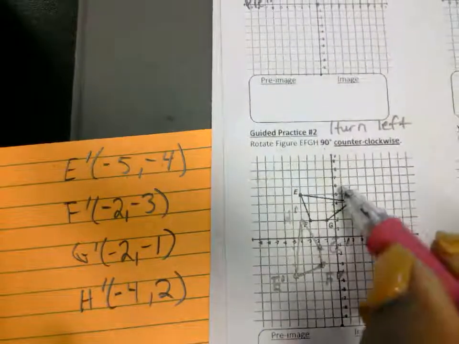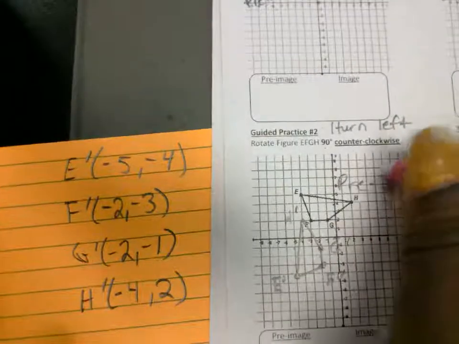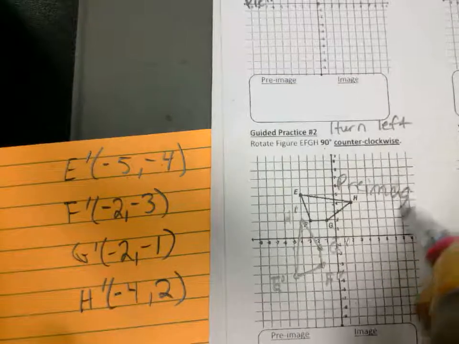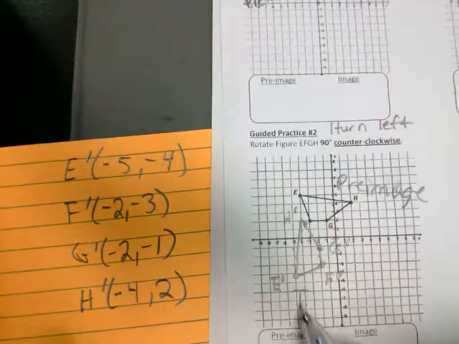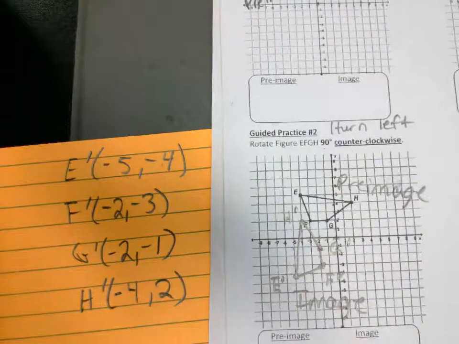Before the move is called the pre-image. Ms. Reyes always does that sometimes. My spelling is not good, y'all. I'm so sorry. And after the move is the image. Let's put this in our notebook, please.